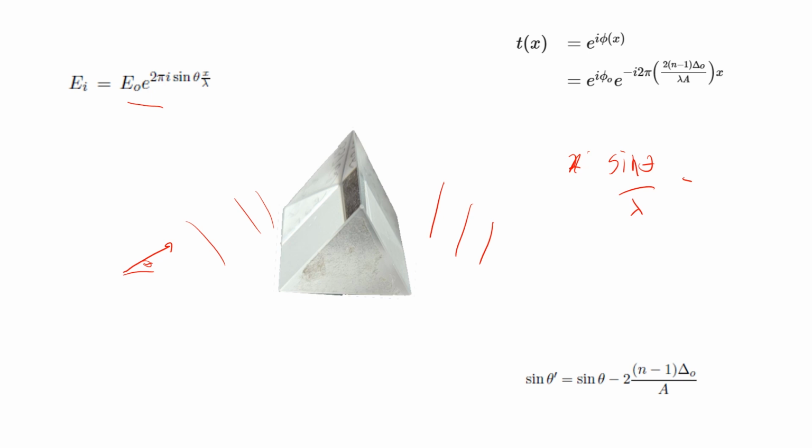So we have this 2n minus 1 delta naught as our new wave number along the x direction, and the angle of the refracted wave now will be this theta prime as expressed here. So the effect of the prism is to redirect the incident wave.